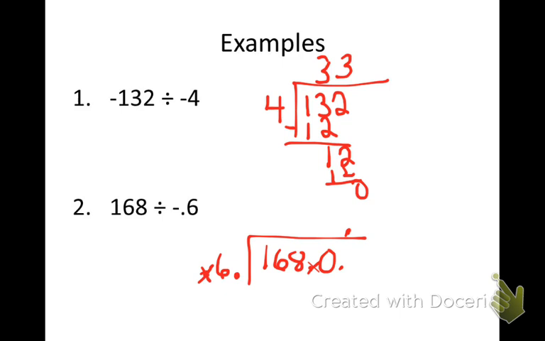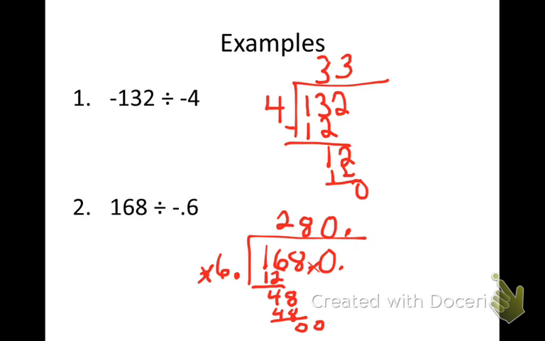So 6 goes into 16 2 times. So this is where really you need to know your multiplication facts. Get 12, subtract. Is 4 less than 6? Yes. Bring down my next number. 6 goes into 48 8 times. Multiply. Get 0. Still need to bring down my next number. 6 goes into 0 0 times.